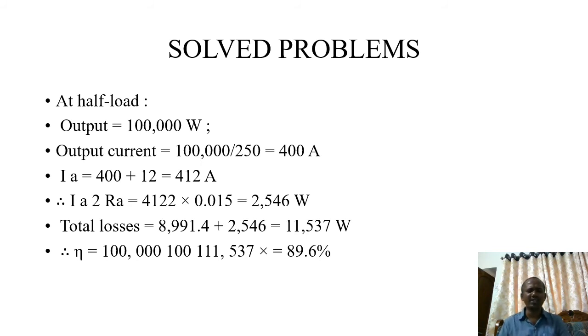Therefore, the total losses is 8991.4 plus 2546, which is equal to 11537 watt. Therefore, efficiency of the machine at half load is 1 lakh by 1,11,537 into 100, which is equal to 89.6%. So this is the machine's half load efficiency, and full load efficiency we calculated using the given data from the problem.